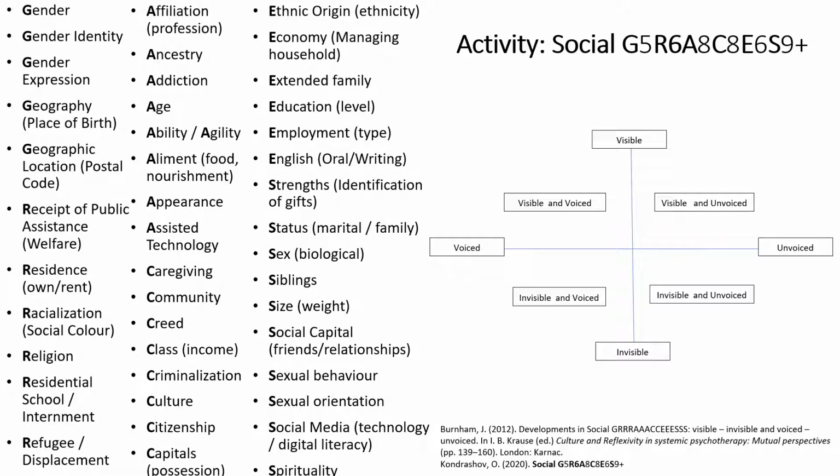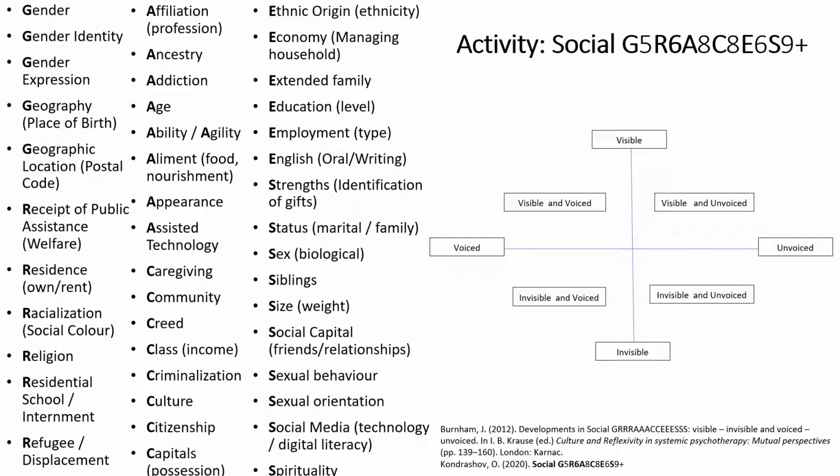One of the frameworks which I use in designing courses is called social graces. Right now, you will see G, R, A, C, E, S plus. Those are parts of identities which we learn in social work are critical to understand human diversity, where some of them are visible and voiced, others we might not know. They might be visible and unvoiced, invisible and unvoiced, and invisible and voiced.